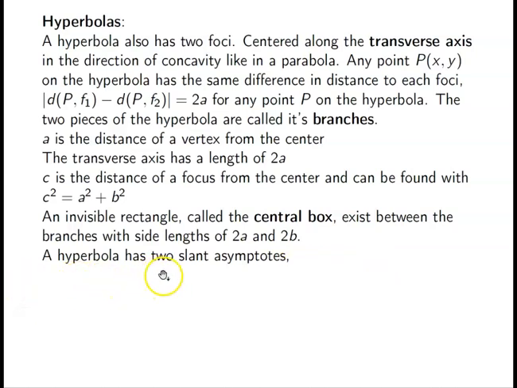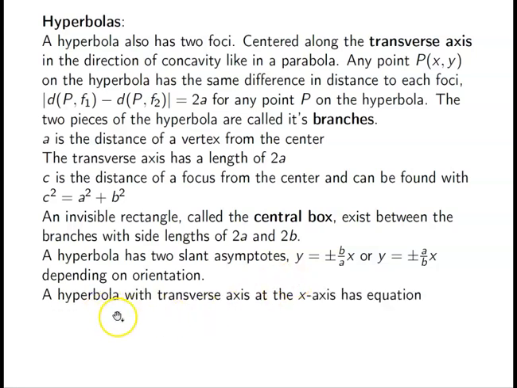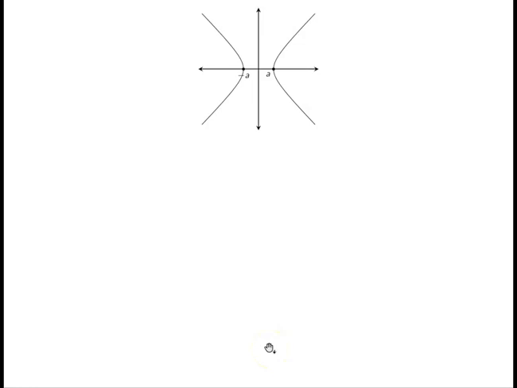So a hyperbola has two slant asymptotes. Okay, y equals plus or minus b over a x, or y equals plus or minus a over b x, depending on the orientation. A hyperbola with transverse axis on the x-axis, meaning the center is along x, is going to have the equation x squared over a squared minus y squared over b squared equals 1. Again, here the a is going to be larger in value than the b, and that's going to look like this. So we have our graph.